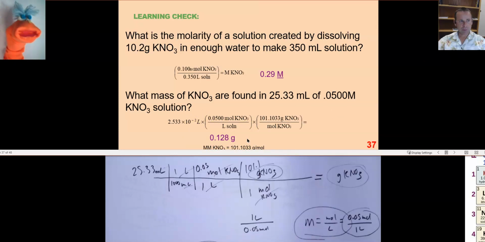Okay, did you get that? Yeah, I got it. That's pretty cool. All right. It's kind of difficult for new students to realize that molarity can be expressed in terms of 0.05 moles per liter, but it also means that every liter of solution contains 0.05 moles of that material. Okay, good work.